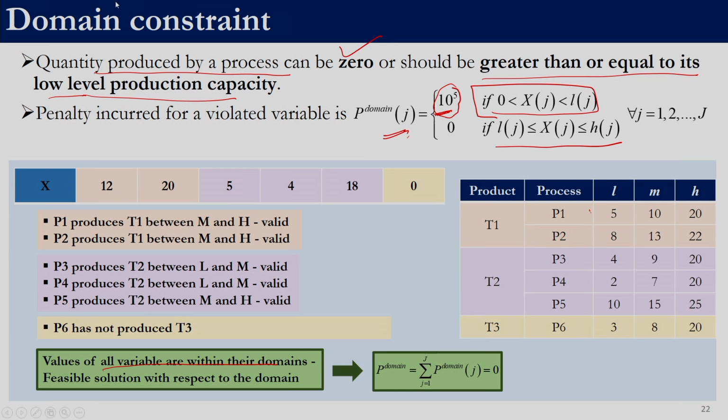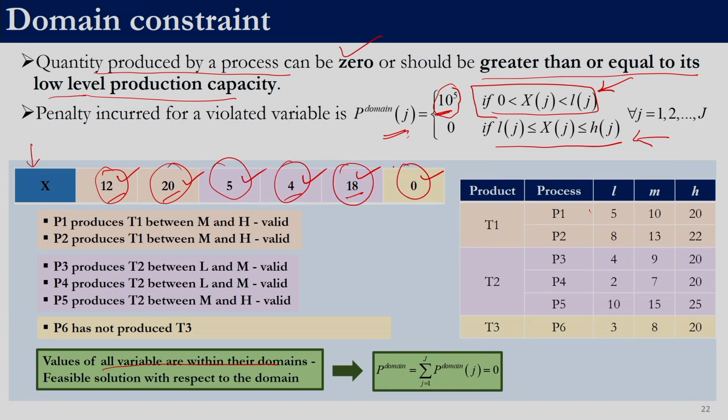In this case, none of these 6 variables fall under this category. Wherever it is non-zero, 18, 4, 20, 12 fall under the category that it is greater than L and less than or equal to H. That is why this solution does not incur any penalty. The penalty incurred by this variable is 0, by this variable is 0, by this variable is 0, and by the rest of the 3 variables is also 0. So, the total penalty incurred is 0, because this solution does not violate the domain constraint.